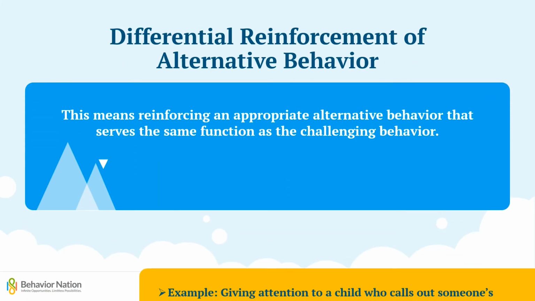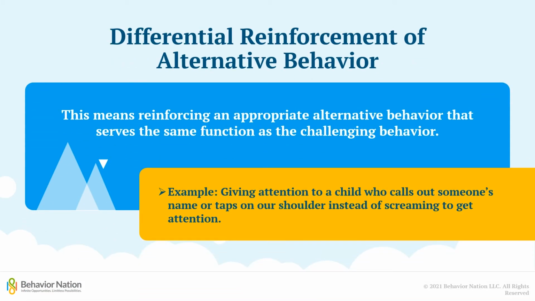Differential reinforcement of an alternative behavior means reinforcing an appropriate alternative behavior that serves the same function as the challenging behavior. For example, giving attention to a child who calls out someone's name or taps on our shoulder instead of screaming to get attention.